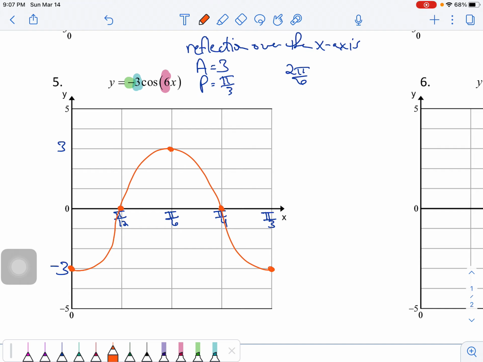All right, so those are the odd questions from this note sheet. If you've got any concerns about period changes, amplitude changes, reflections over the x-axis, all these questions were in terms of cosine, so I'm sure the other questions are in terms of sine. We'll get to those. But if you do have questions or concerns, please let me know so we can help you out.